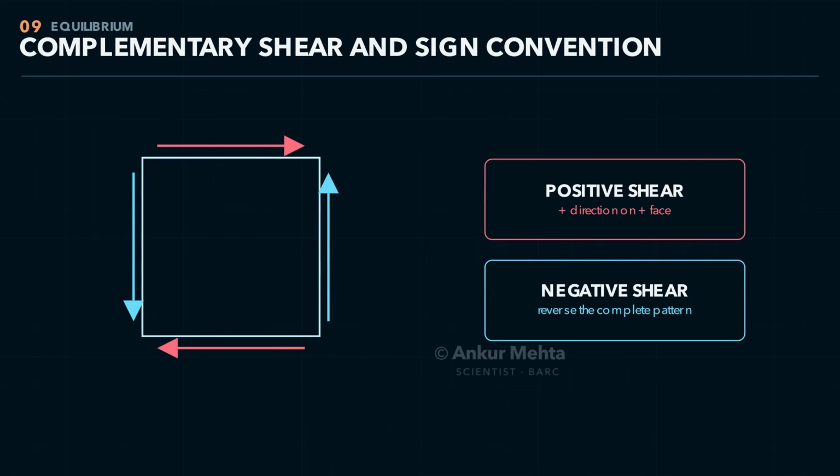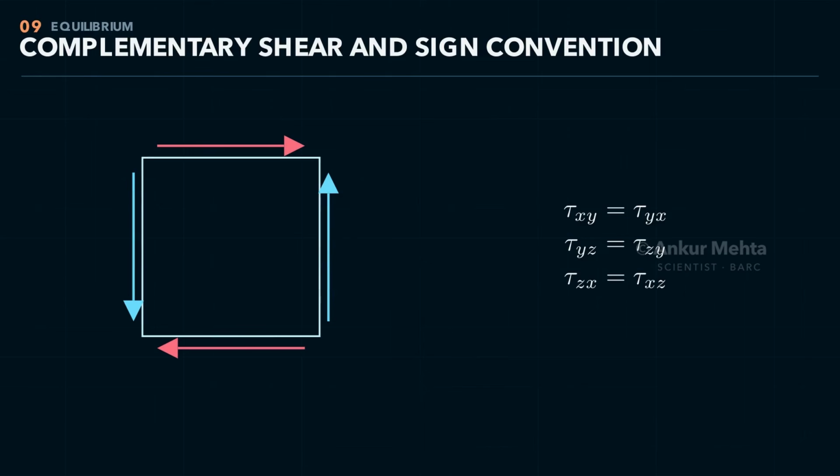We will define the index convention explicitly. The first index gives the force component direction, and the second identifies the normal to the face. A positive shear component acts in a positive coordinate direction on a positive face and reverses on the corresponding negative face. A negative component reverses that complete pattern.